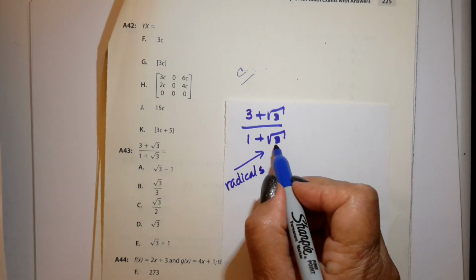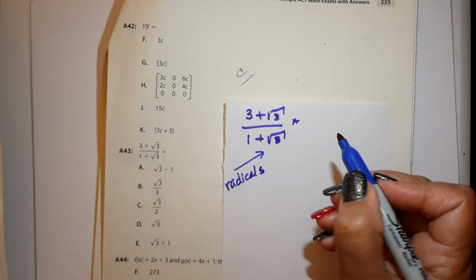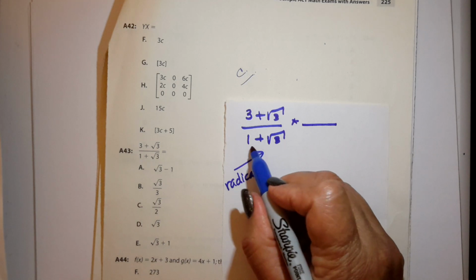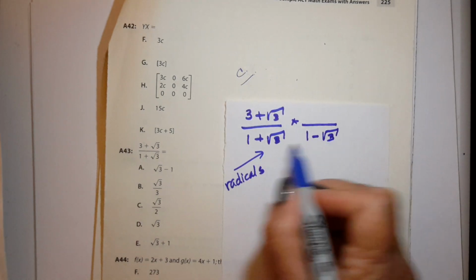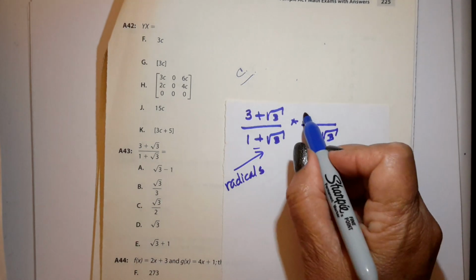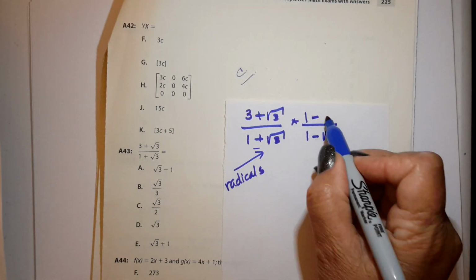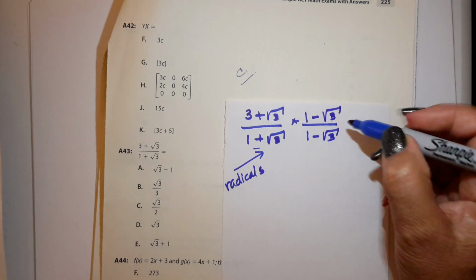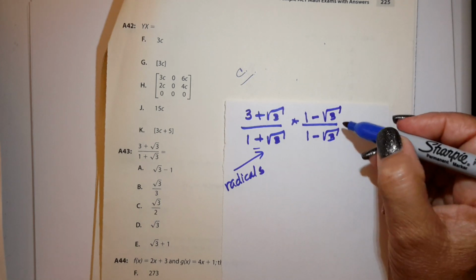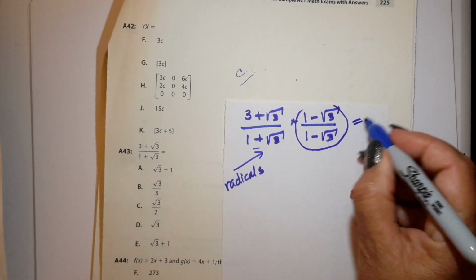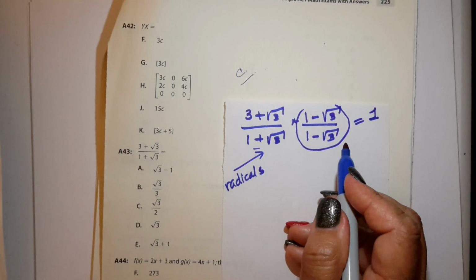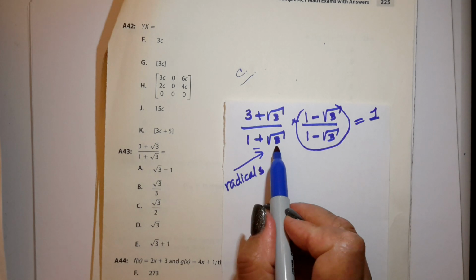So the best way to eliminate that radical is to multiply by its conjugate. So the conjugate of 1 plus square root of 3 is 1 minus square root of 3. But if you multiply by its conjugate, you have to multiply both numerator and denominator, because when the numerator is the same thing as the denominator, in reality, this is 1. So in reality, I'm not changing anything. I'm just trying to eliminate the radical.